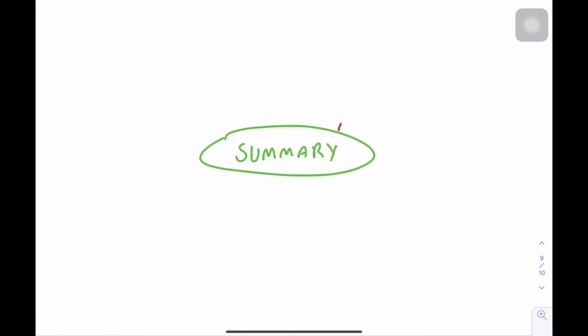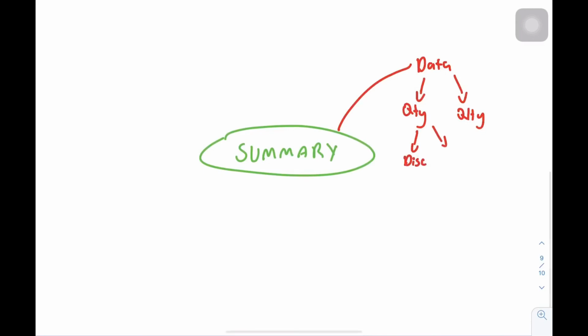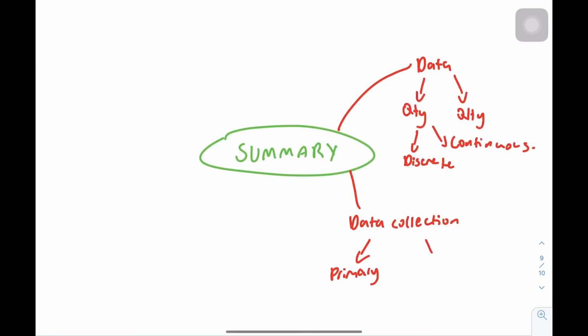A lot of things. First, we looked into data. And in data, we learned that there is quantitative data and qualitative data. In quantitative data, we can further break it down to discrete data and continuous data. After going through that data, we talked about data collection. Under data collection, we have primary data and secondary data.